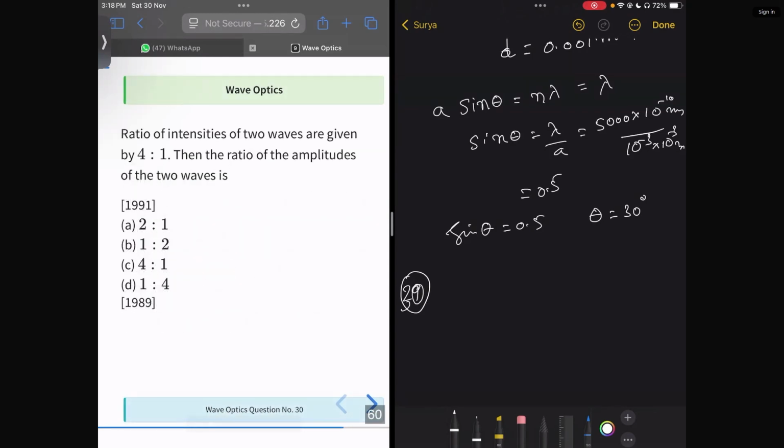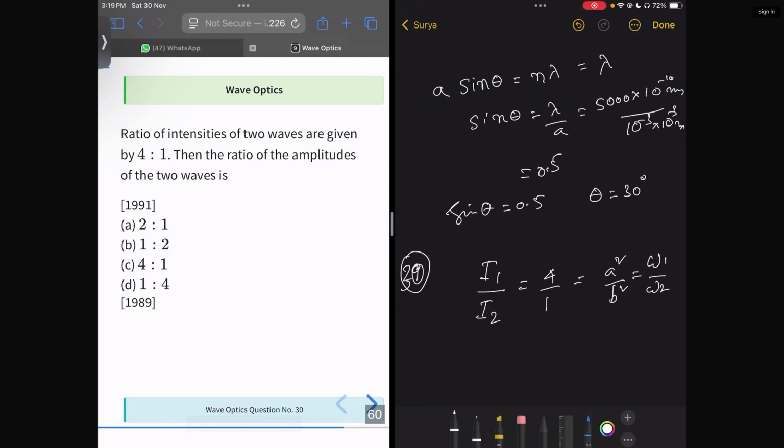So 30th question. The ratio of the intensity is given as 4:1. I1 by I2, the ratio of the intensities, is 4:1. So the ratio of the intensity is proportional to W1 by W2, where W1, W2 are the widths of the two slits, and A and B are the amplitudes. Then A square by B square is equal to W1 by W2. Both are widths. So A by B is equal to 2.